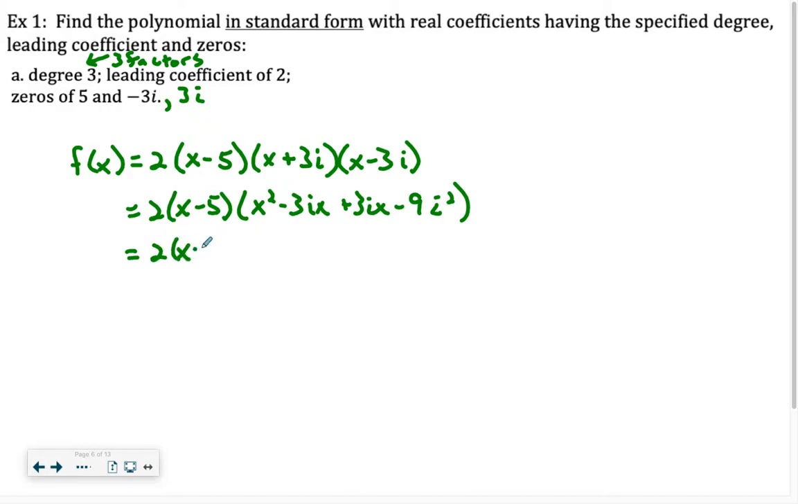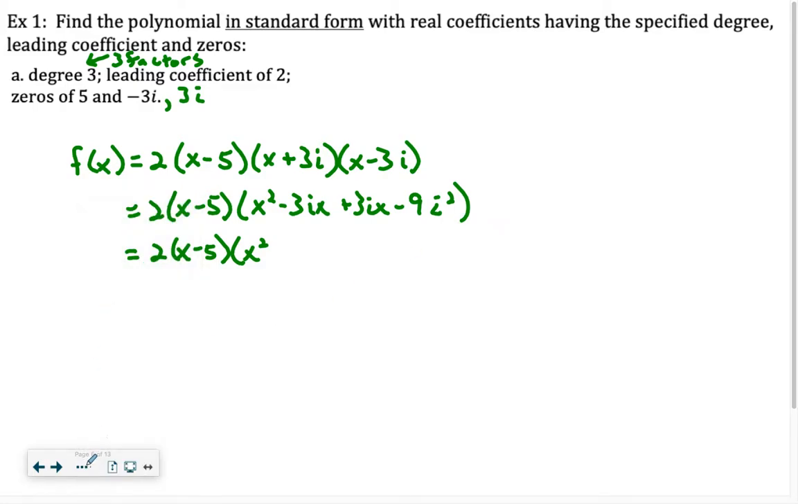So we'll have 2 times x minus 5 times x squared. Then negative 3i and positive 3i, those just cancel out, and I'm left with minus 9i squared. Now, we just said that i squared is actually equal to negative 1.